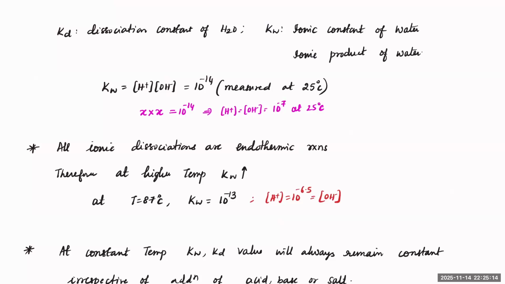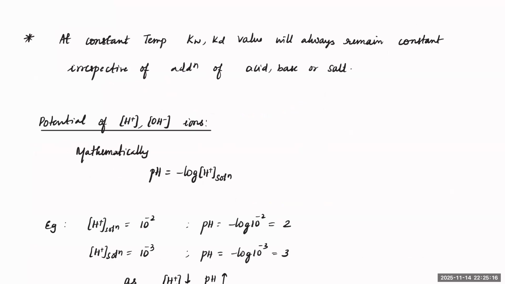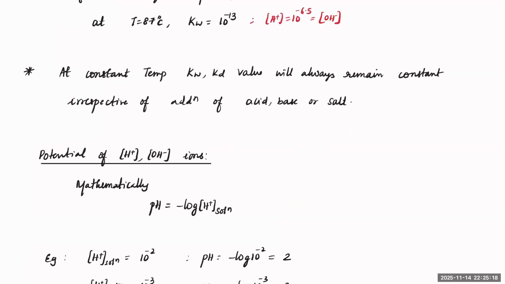Keep that in mind. Next. At constant temperature, the Kw and Kd values remain constant irrespective of addition of acid, base or salt. That means whether you take an acidic solution, a basic solution or a salt solution, as long as it is an aqueous solution, the Kw and Kd values remain constant.